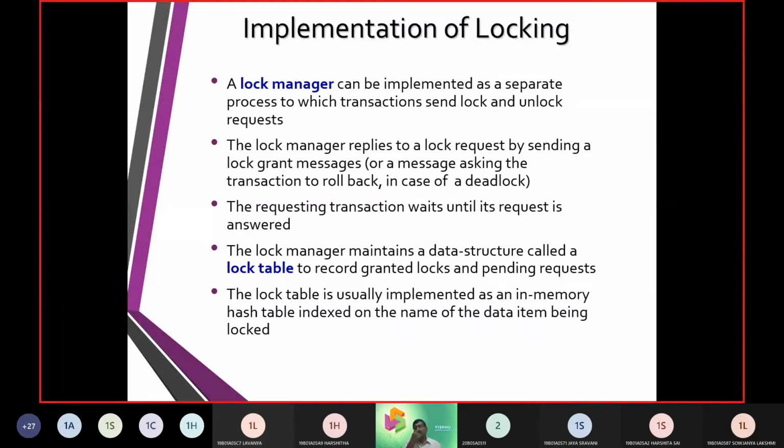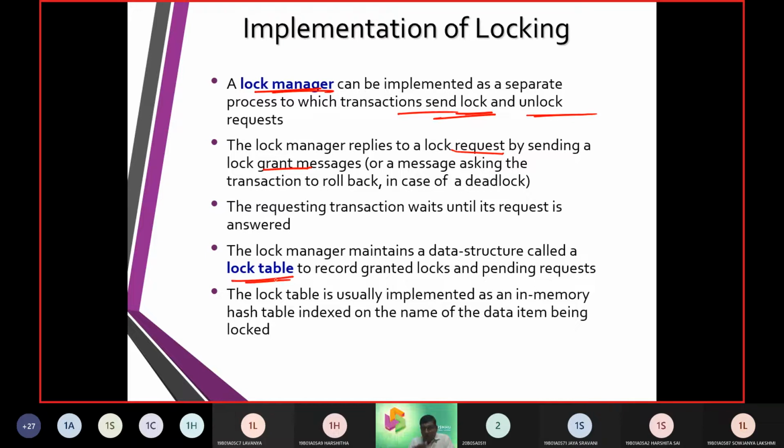So how are these locks going to be implemented? They are going to be implemented in the form of the lock manager. At this point, the lock manager is going to see which locks are going to be considered, whether they may lock or unlock. So that is the granting of the lock privileges or the rollback of the lock privileges. That is going to be taken up.